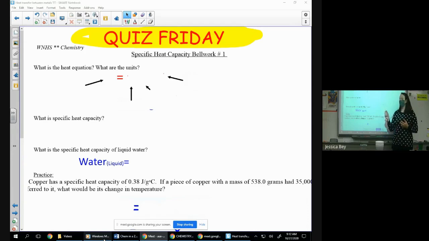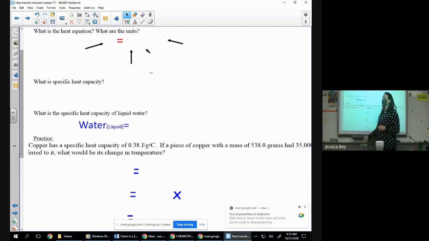Tell me the units for these things. Specific heat capacity, what was that? What was the specific heat capacity of water? I have one practice question I would like for you to go ahead and do. I want to know the change in temperature of that. And then there is a little scenario type question as well. So we're going to do this bell work, refreshing what we did yesterday, and then we're going to do a little lab simulation. Okay? Perfect.